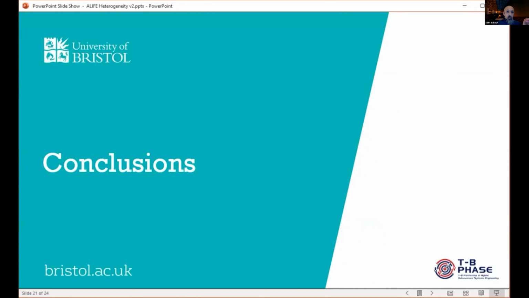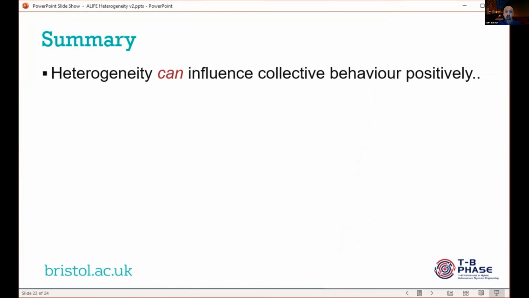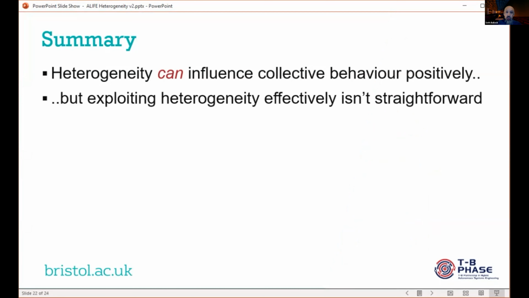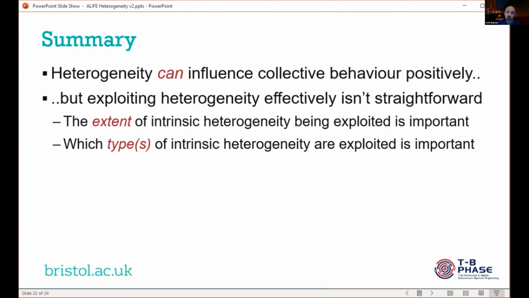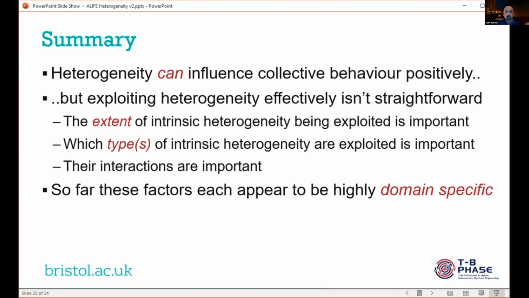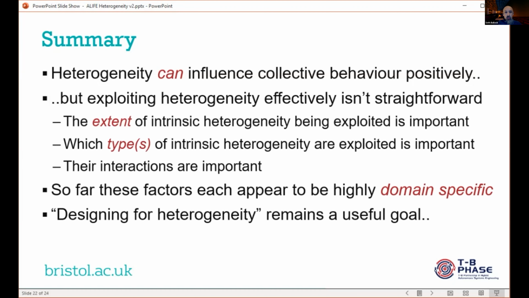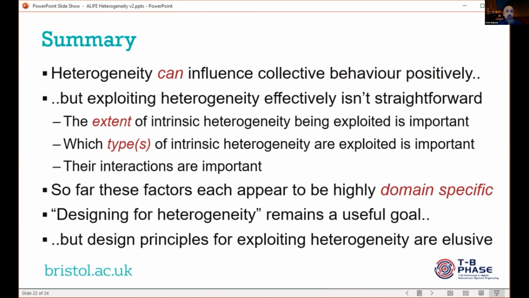So I'm just going to finish up very quickly. The results show that heterogeneity can influence collective behavior positively, but exploiting the heterogeneity in order to achieve that isn't straightforward. The extent of the heterogeneity matters, the types of the heterogeneity matter, the interactions between the heterogeneities matter, and they appear to be very domain specific. So if you care about a different task, not this kind of contrived tunnel foraging task, then you can't learn very much from the schemes that we're using. Designing for heterogeneity remains a useful goal, but the design principles that might be broader than one particular setting are elusive.